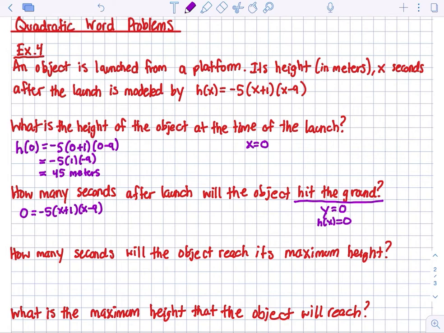And this is using your zero product rule. So either x plus 1 has to equal 0, or x minus 9 has to equal 0. x equals -1, or x is equal to 9. Now, in this problem situation, you guys, can you have -1 seconds? How many seconds after launch will the object hit the ground? Can you say that after -1 seconds, the object will hit the ground? No. So in this case, it will only be this one. That makes the most realistic sense, right?